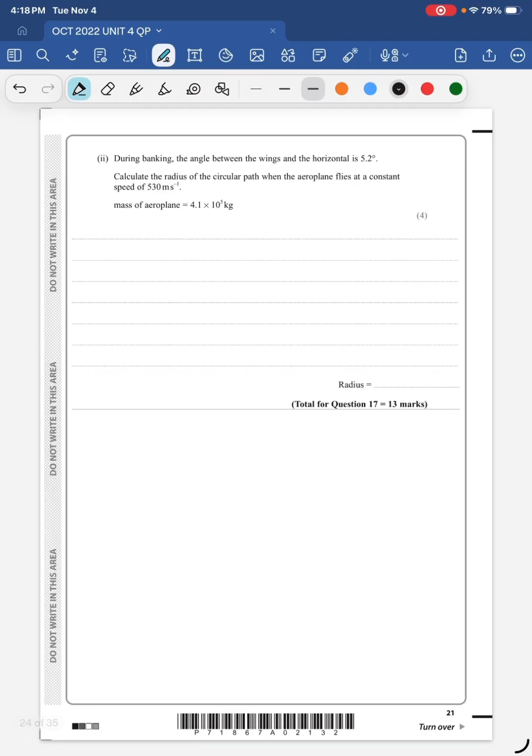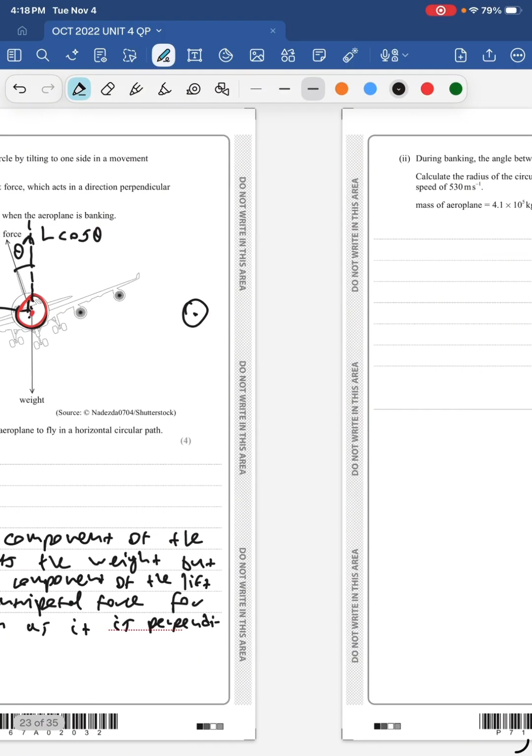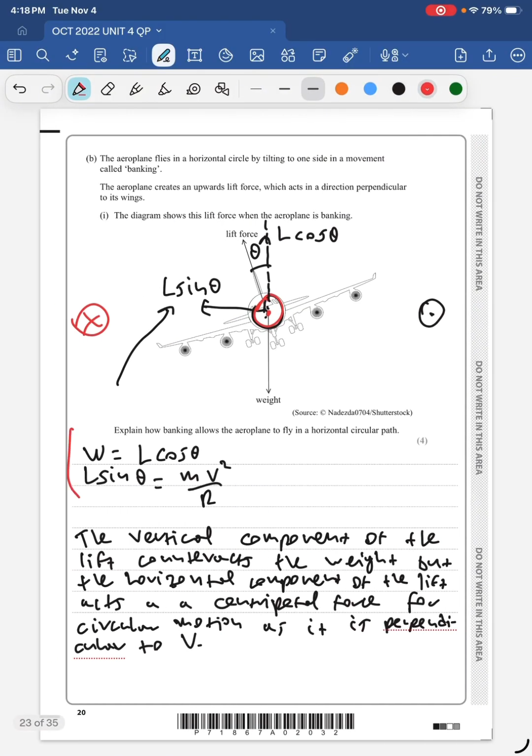Okay, part 2. During banking, the angle between the wings and the horizontal is 5.2 degrees. Calculate the radius of the circular path when the aeroplane flies at a constant speed of 530 meters per second. The mass of the aeroplane is 4.1 times 10 to the 5 kilograms. Okay, so we're going to use these two equations that we wrote down earlier.